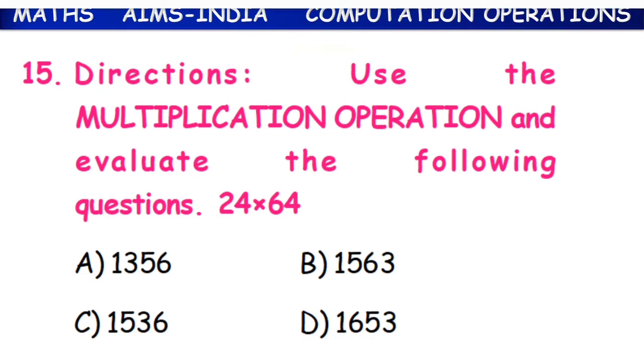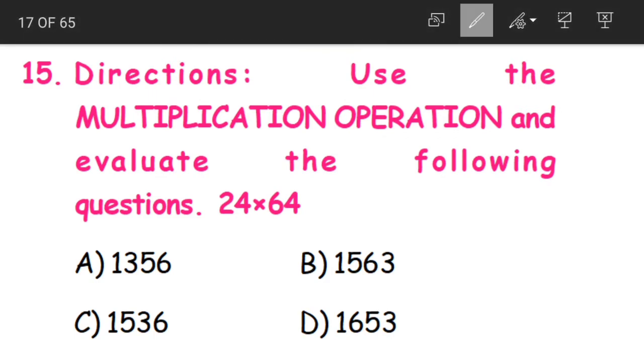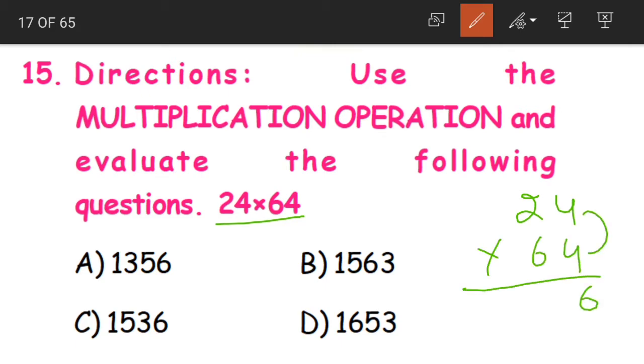Question number 15. Use the multiplication operation and evaluate the following questions. Now what is this? 24 into 64. Very simple and straightforward question, children. 4 fours are 16. 6 here, 1 carried. 4 twos are 8 plus 1, 9. Now a new number in a new line. Now after 6 we are having 1 digit here. So we'll place 1 zero. 6 fours are 24. 4 here, 2 carried. 6 twos are 12 plus 2, 14.